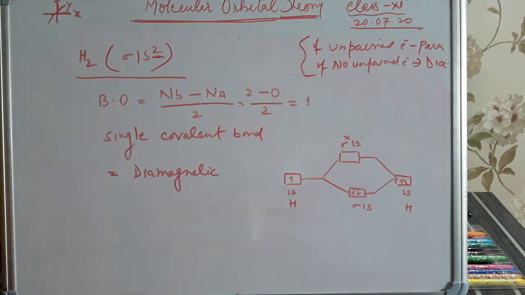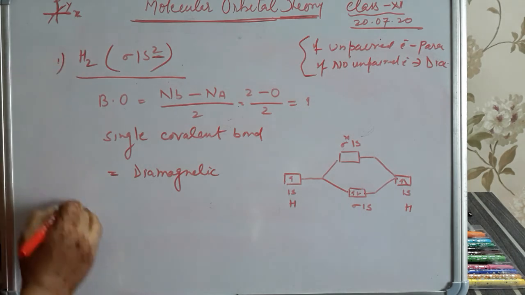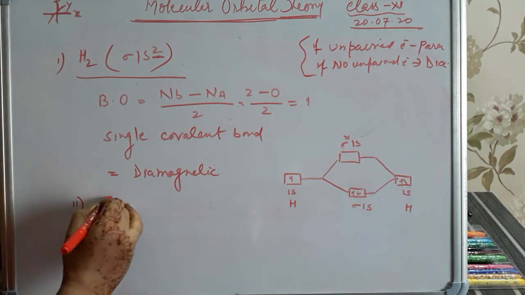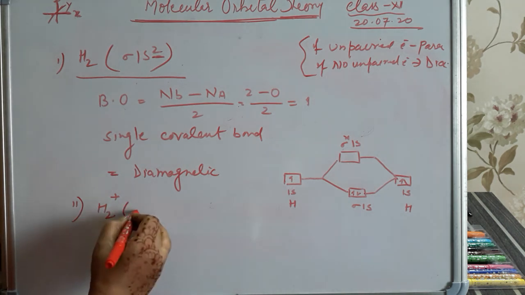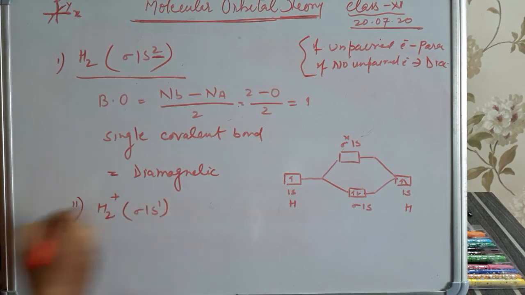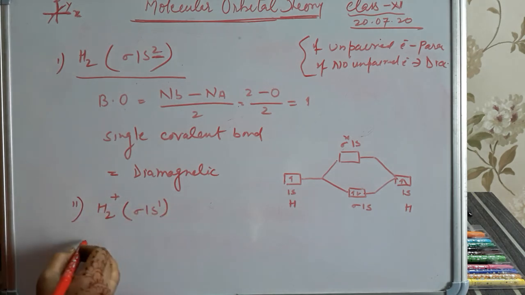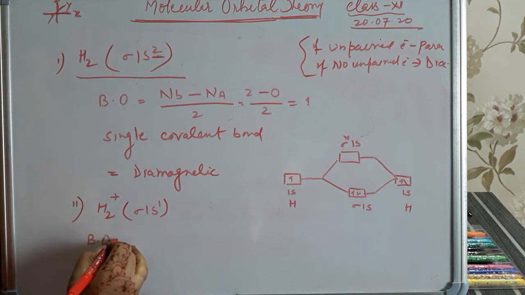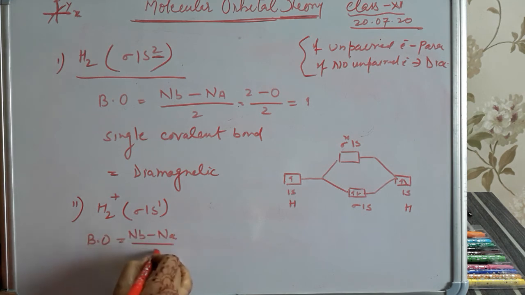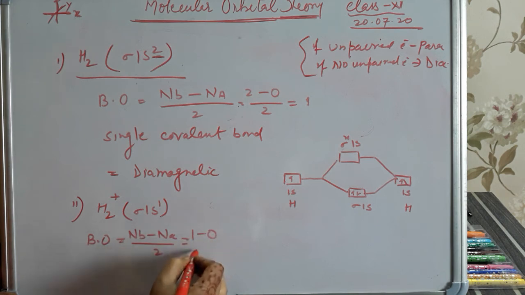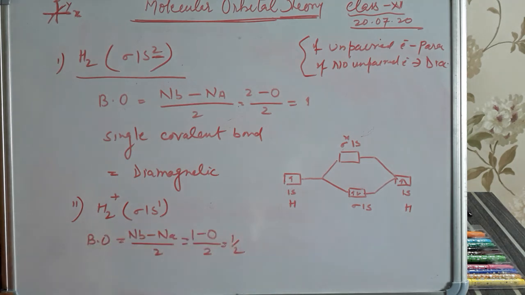So let's discuss another species. Number 2, suppose we have H2 plus. H2 plus means how many electrons does it have? It has only 1 electron. So the configuration is sigma 1s1. At first we find out the bond order. Student, bond order means bonding minus anti-bonding, divided by 2. How many electrons in bonding? Only 1. No electron present in anti-bonding, so 0, divided by 2. So the value comes half, means 0.5.